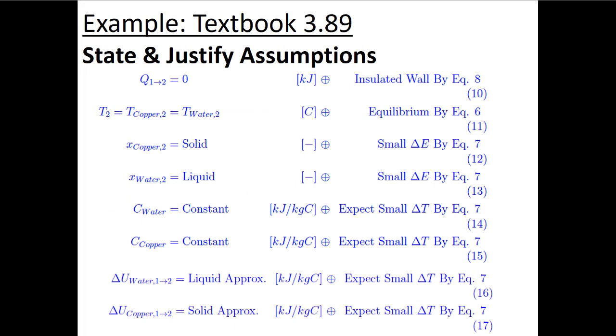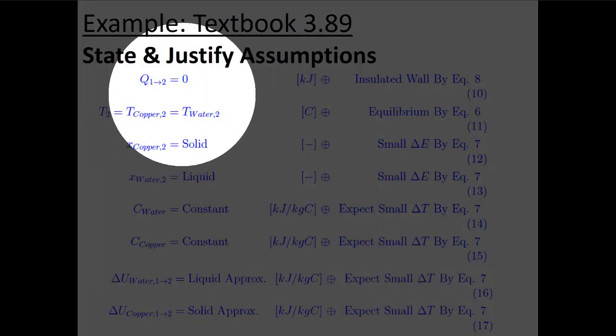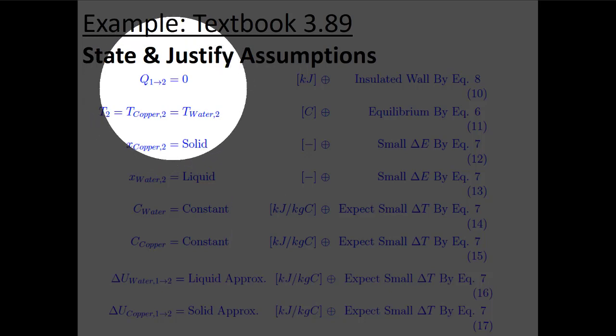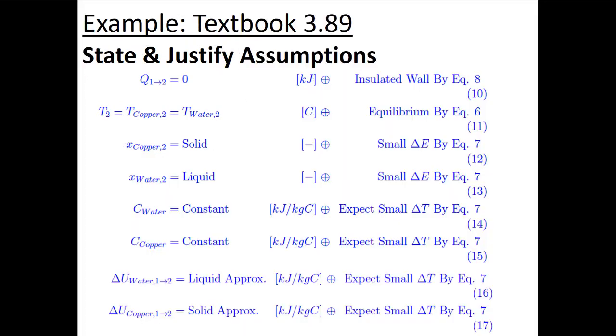I want to state and justify assumptions. So in this case, I've said that my system, which contains both water and copper, and the resistor whose mass I'm neglecting, is an insulated system. And if it's an insulated system, or if it's adiabatic, it means that there's no heat transfer coming into or out of my system as I move from state 1 to state 2. That means that Q is equal to 0 in my first law equation.